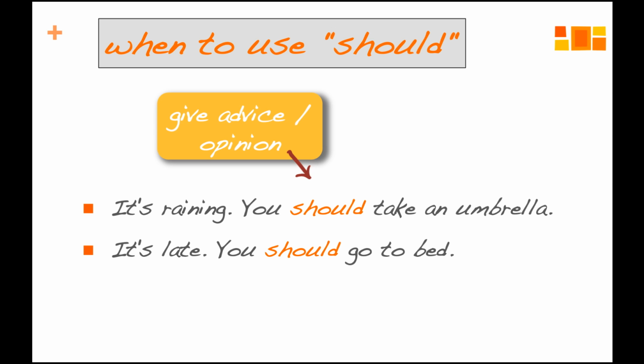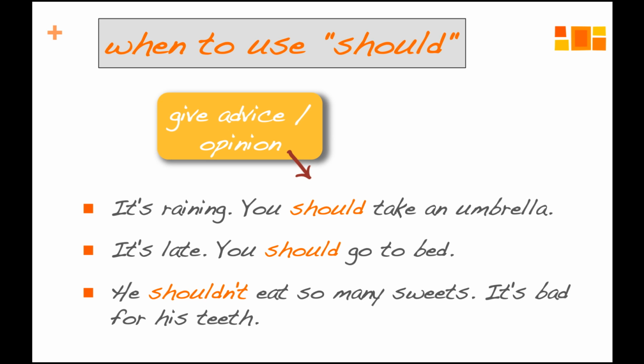Giving advice, giving opinion. And one more. He shouldn't eat so many sweets, it's bad for his teeth. Again, this is maybe an opinion. It can also be advice. So should always expresses advice and opinion. These are classic examples. Now let's continue.